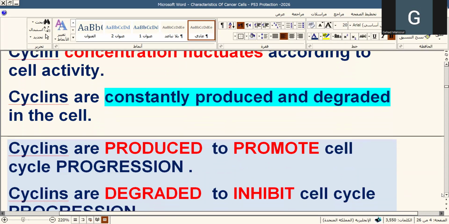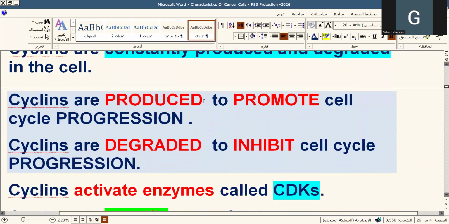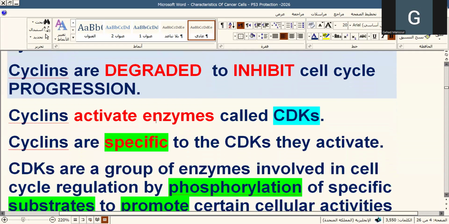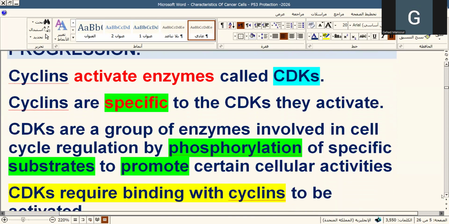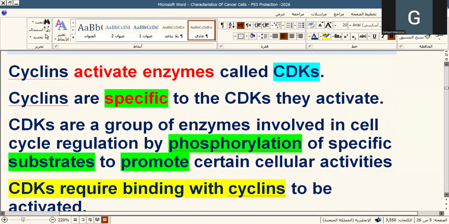And we also said that cyclins are produced to promote. They are not produced to promote or inhibit. They only promote. But how then can they be inhibited? If their molecules themselves become degraded. So cyclins are produced essentially to promote the cell cycle progression, and when they are degraded, they inhibit the cell cycle progression. And as we said before, they are closely related to CDKs.